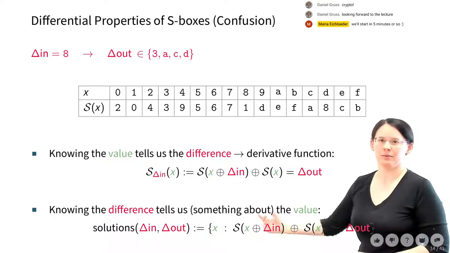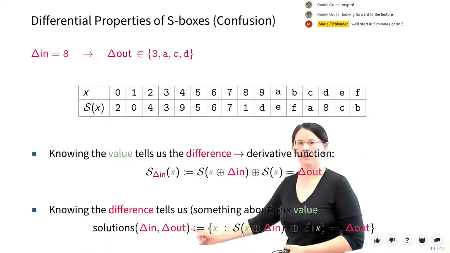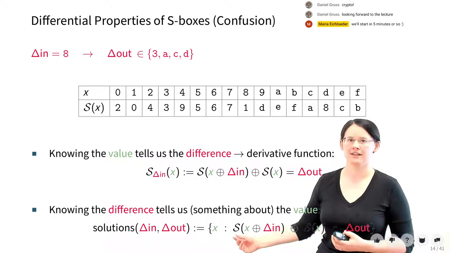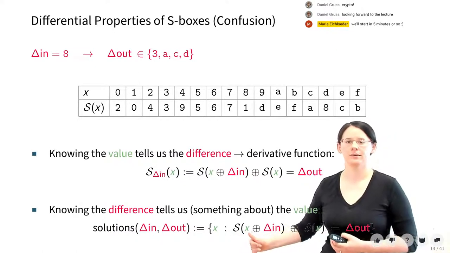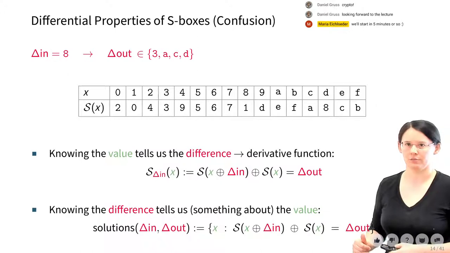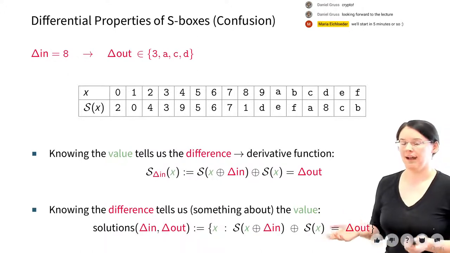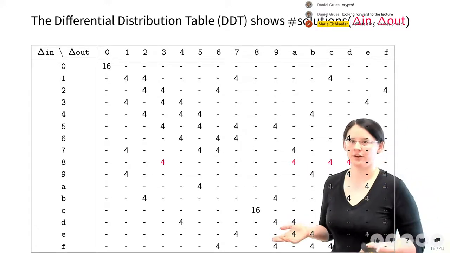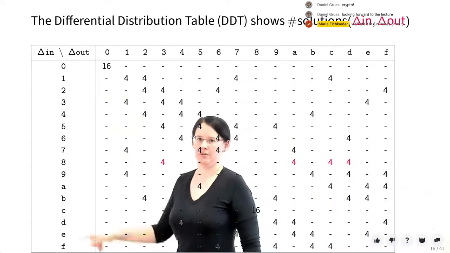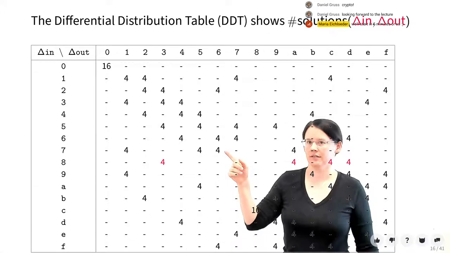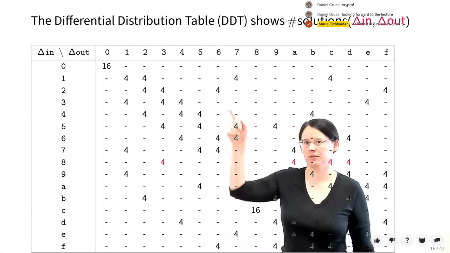So what we have is, when we fix the differential here, the input difference and the output difference, then we only have certain solutions. So certain values which satisfy that if we apply our derivative function to this value, we receive the correct output difference. And how many solutions we have for one such equation is what the differential distribution table shows us. So what this function maps is, for every input difference and every output difference, it tells us how many values map this input difference to this output difference.